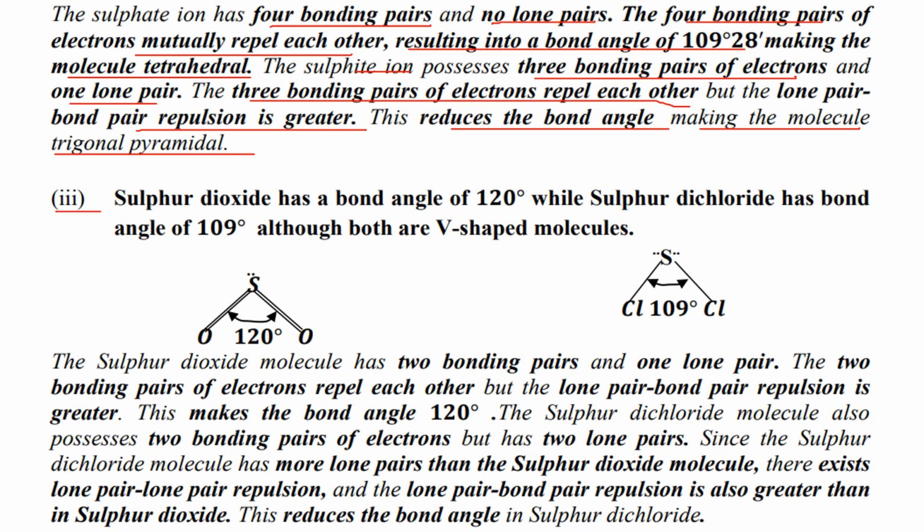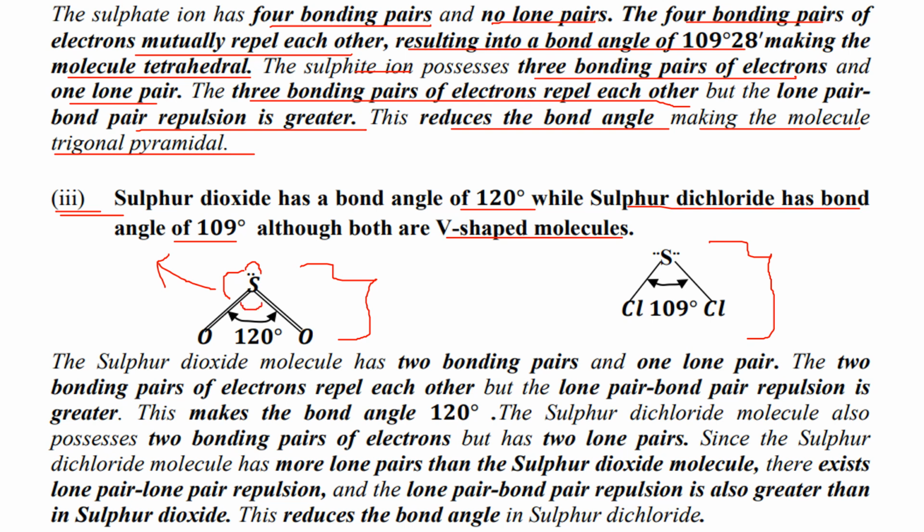Now looking at explanation number 3: sulfur dioxide has a bond angle of 120 degrees, while sulfur dichloride has a bond angle of 109 degrees, although both molecules are V-shaped. So we start by drawing their respective structures. The structure for sulfur dioxide is as follows, and the structure for sulfur dichloride is as follows. If you analyze the two structures, you see that here we have only 1 lone pair of electrons, and therefore the repulsions in this molecule are the lone pair to bond pair repulsion and also the bond pair to bond pair repulsion only.